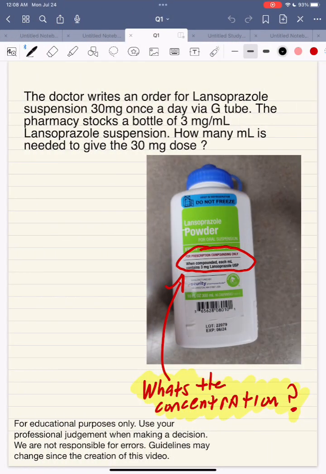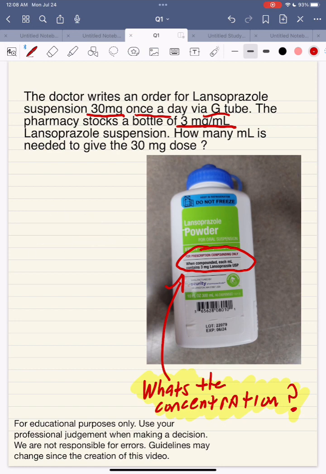Okay, next problem. Lansoprazole suspension. It's a proton pump inhibitor. Doctor writes 30 milligrams once a day via G-tube. Pharmacy has a bottle, 3 milligrams per ml suspension. Don't forget to shake well. How many milliliters to give a 30 milligram dose? Let's set up a ratio proportion.